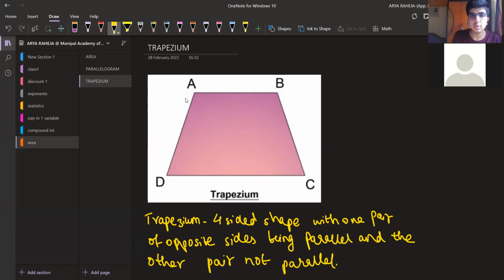So here we have A B C D, okay. AB and CD are the opposite sides here, and AD and BC are also opposite. If you look at AB and CD, they are parallel, right? But AD and BC are not parallel, isn't it? I've also explained the definition of parallel lines. So AB and CD are the parallel sides which are opposite also. And this is a four-sided shape, so it's called a trapezium.